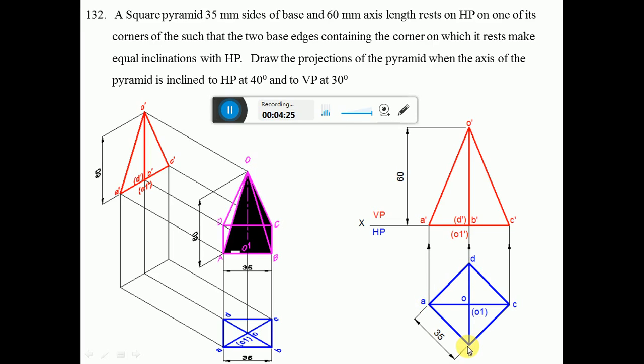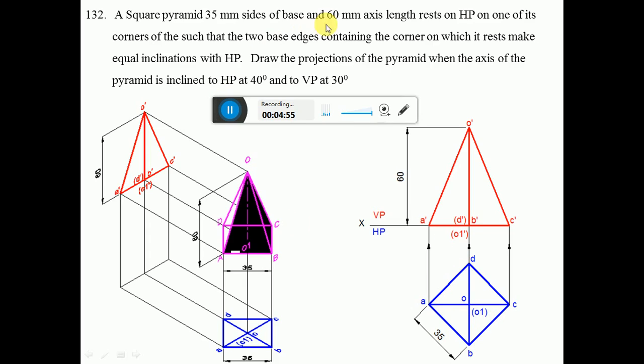Then from B draw another arc of radius 35 mm with the compass. From D also, with the same radius, cut an arc to get point C. Then draw AB, BC, CD and DA, and draw the diagonals with dotted lines. O is near to the observer, so it is visible. O1 is away from the observer in the top view, so O1 will be in bracket.